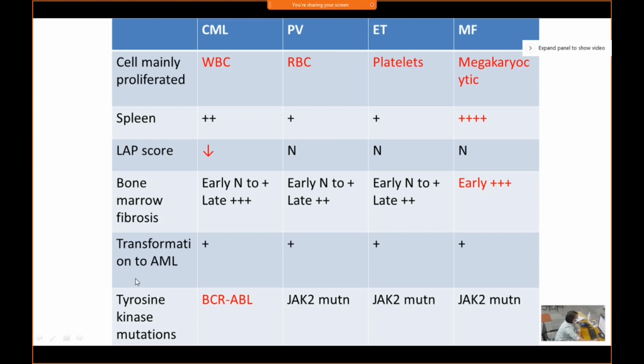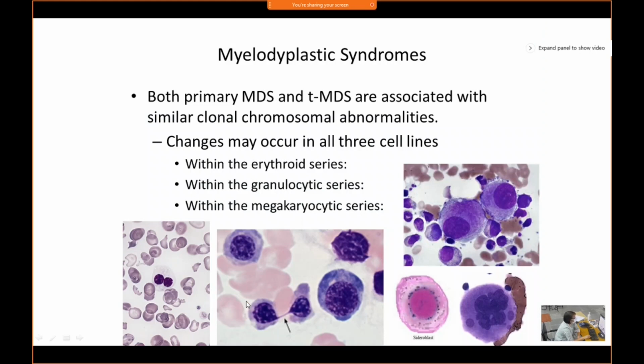So it can go into the transformation phase, and all of them can transform into AML. The most important thing here is the genetic mutation. That's why we talk so much about BCR-ABL, because BCR-ABL is diagnostic of CML, whereas the JAK2 mutation is there in all 3 of them, and it might be difficult to differentiate based only on genetics for these 3.